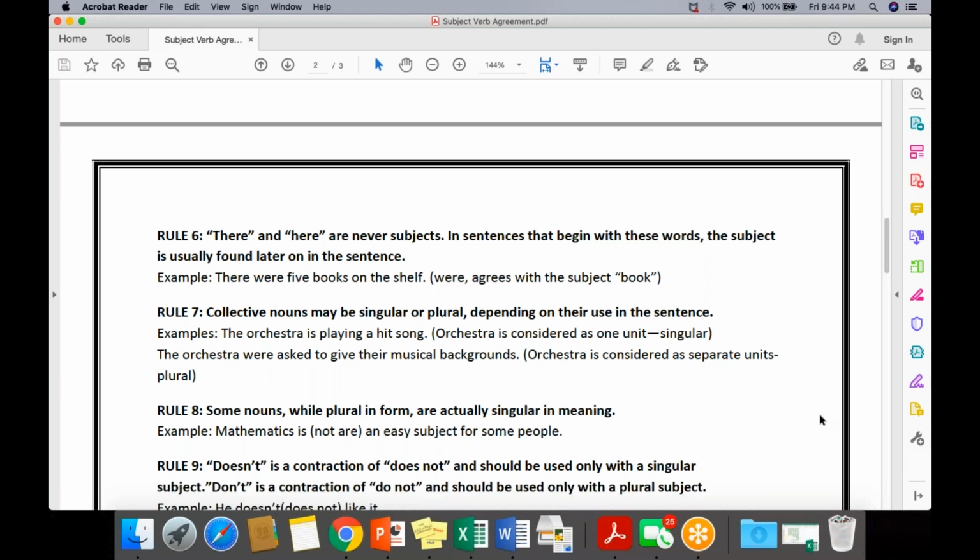So in the sentences which start with there and here, the subject comes later, and my verb has to be in coordination with the count of the subject. So if it was 5 books, it will be were. If it was 1 book, it will be was.